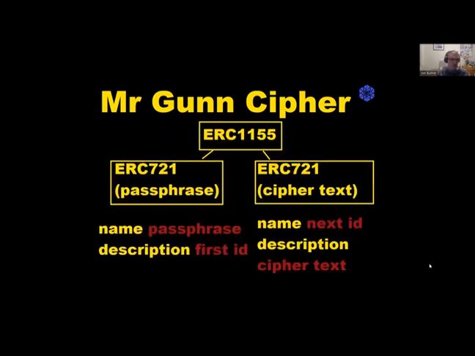So there'll be an NFT contract, and the contract will have an ERC 1155, which can have many ERC 721 NFTs associated with it. So it will have the passphrase ones, and the passphrase will have this passphrase and the first ID associated in the metadata in the name and descriptions part of it. And in the name and description of the cipher text would be the next ID and the cipher. All of this will be decoded into the cipher and only available from the program itself.